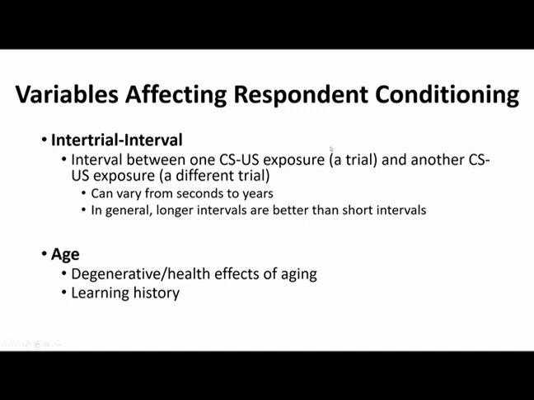So each trial would be one pairing of the conditioned stimulus and unconditioned stimulus. If the trials happen very, very close together, you might see very fast learning because they're being exposed to a lot of those stimuli very, very quickly. Some of these intertrial intervals can be seconds. They can sometimes be as far apart as years, depending on how often you encounter them together.